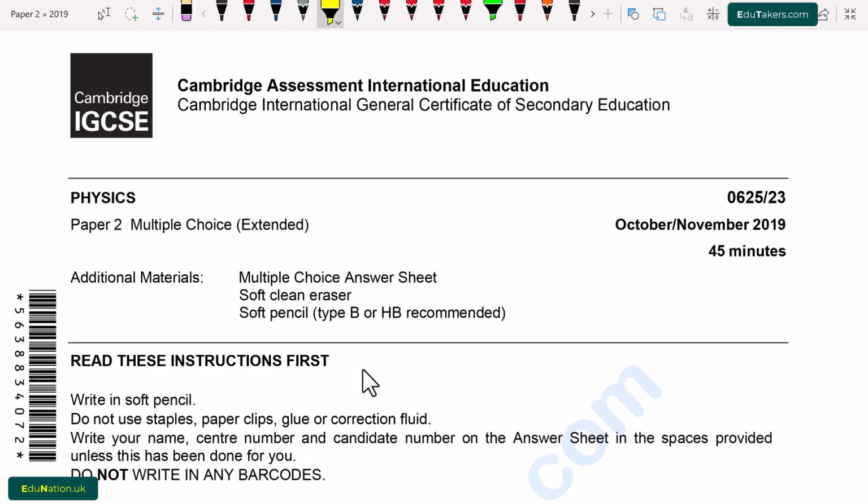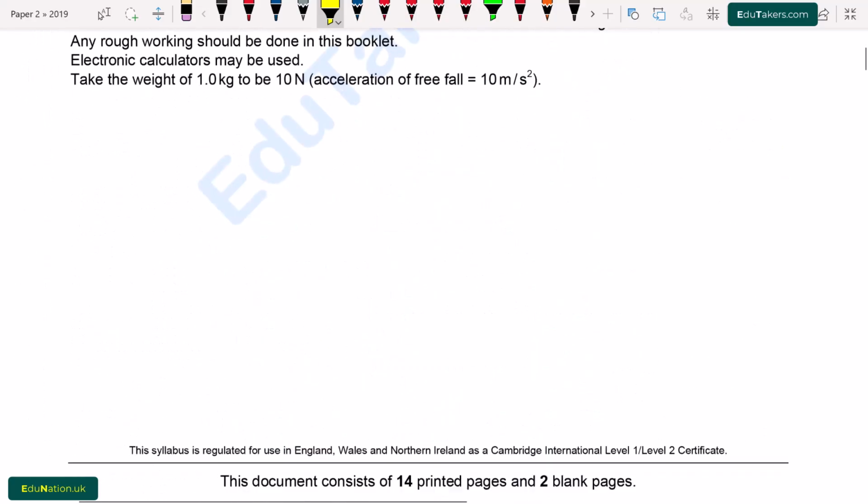Today we are going to solve Cambridge IGCSE Physics Paper 2 Multiple Choice Extended held on October-November 2019, and the paper code is 0625 with variant 23. So let's start from question number 1.